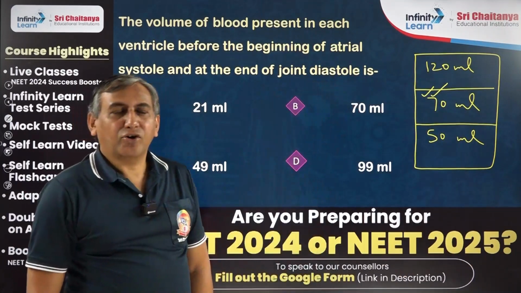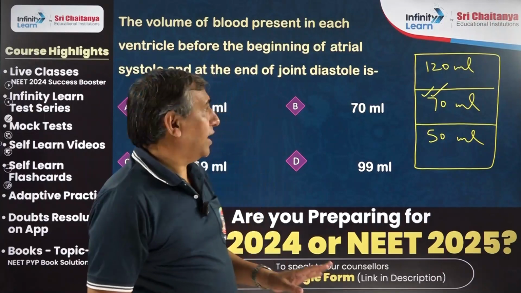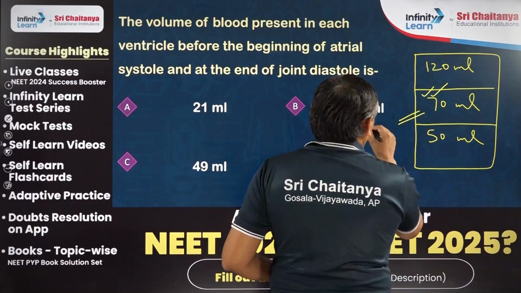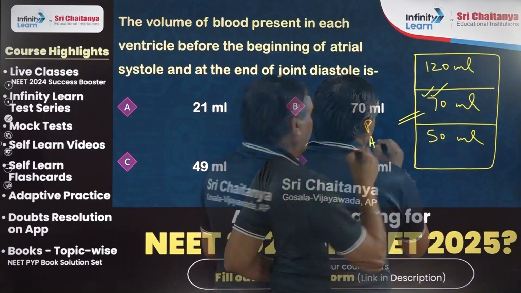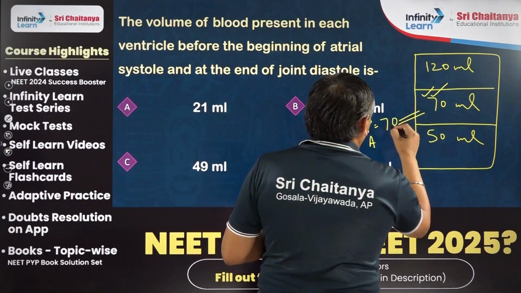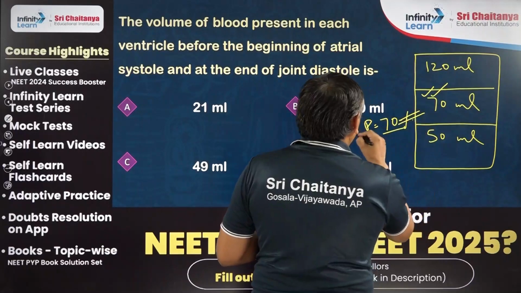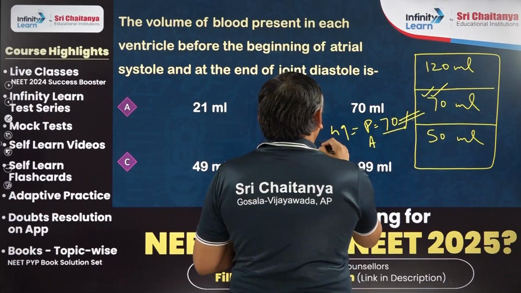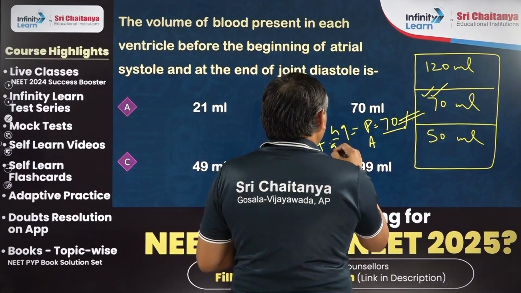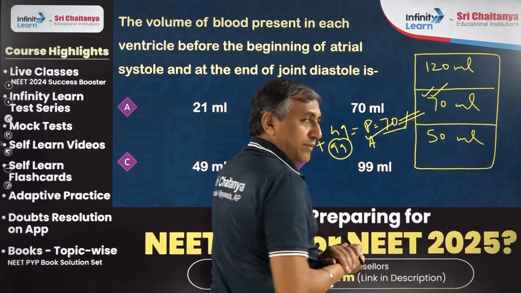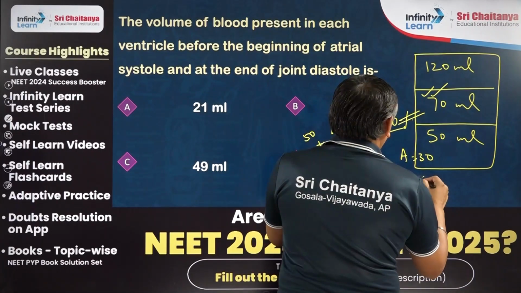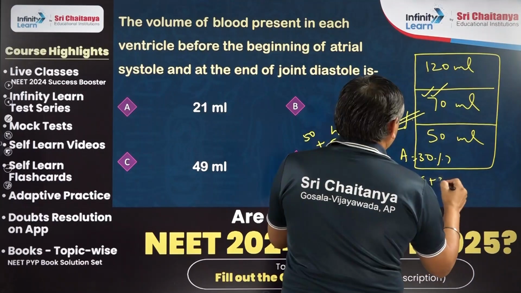I already said, only 70 ml blood is entering into the heart. This 70 ml is entering in two ways: passive and active. By the passive mode, 70% of the 70 ml, that means 49 ml. 50 ml is already present. So what is the amount of blood present at the end of joint diastole? 99 ml. This is active, 30%. So that is 99 plus 30% of 70 ml, that is 21 ml.